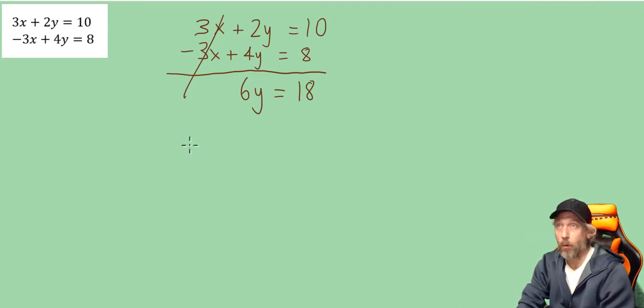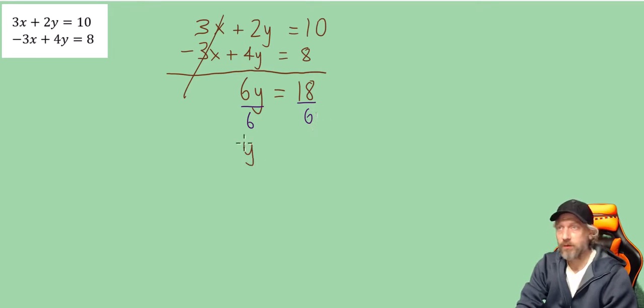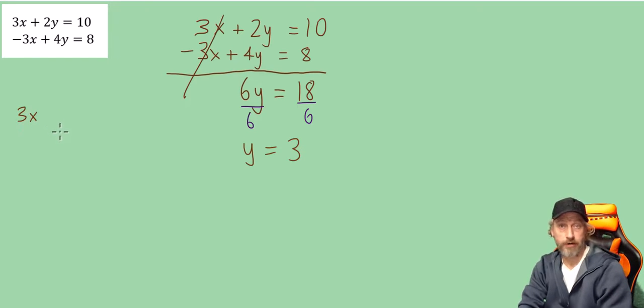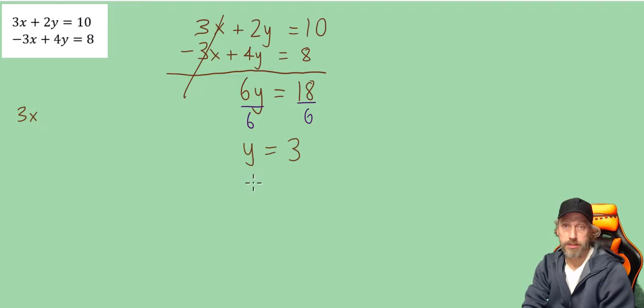We can figure out what is y. We need to do the opposite of the times 6, do divided by 6, and then 18 divided by 6. We're left with y equals 3. There's part of our solution. So now we're actually going to go back to both as a way to check our results. We'll go back to both of these equations and see what is the solution for x when y equals 3.